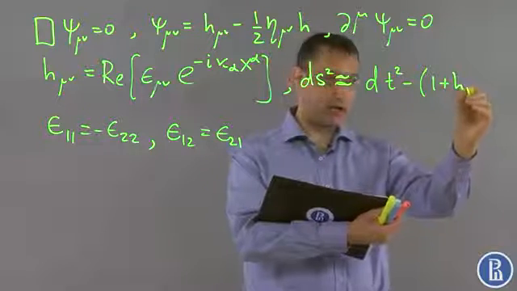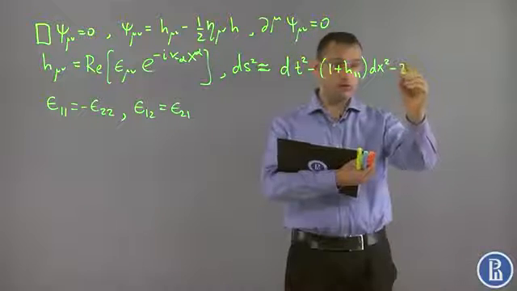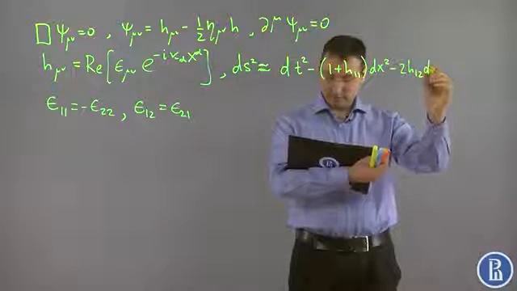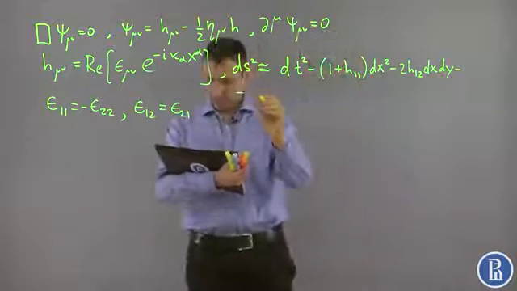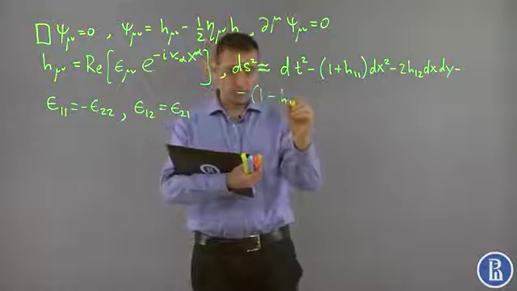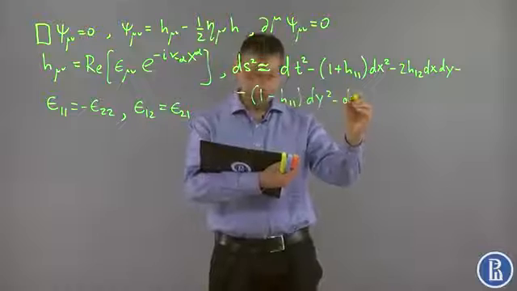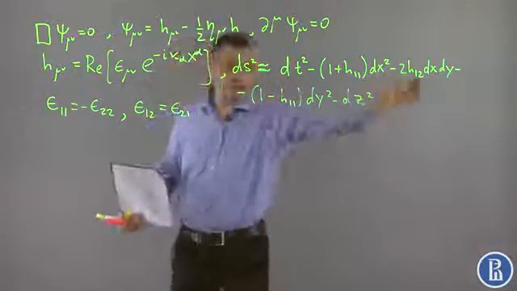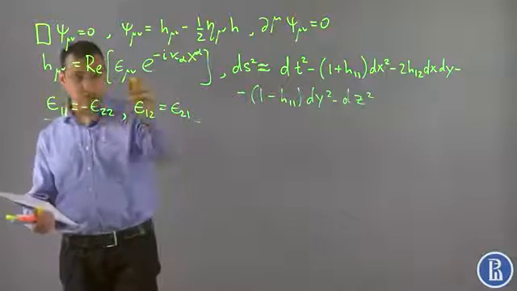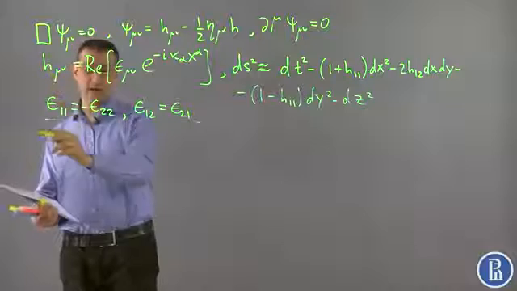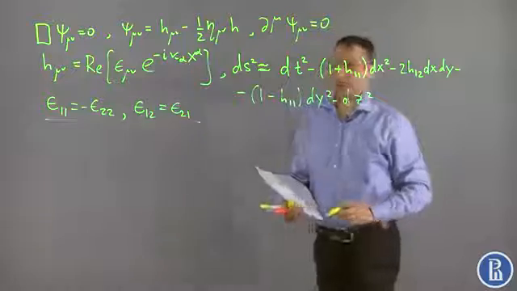1 plus h11 dx squared minus 2 h12 dx dy minus 1 minus h11 dy squared minus dz squared. So this form follows from the fact that these are the only non-zero components of this tensor. So the only non-zero components of this guy are 1,1, 2,2, 1,2, 2,1. As a result, the curvature of the metric is as follows.